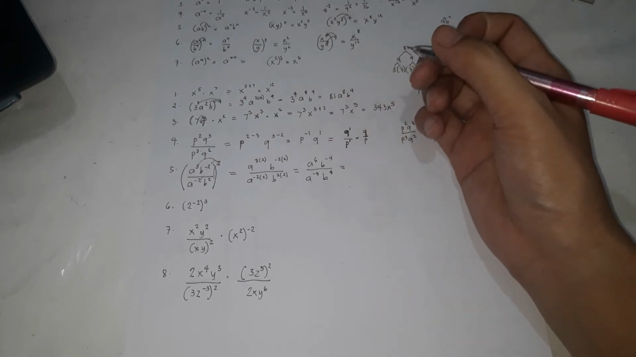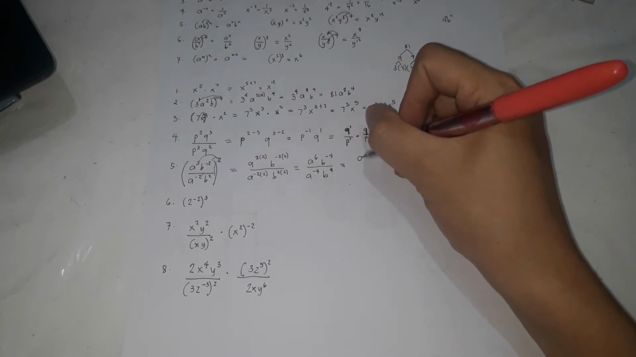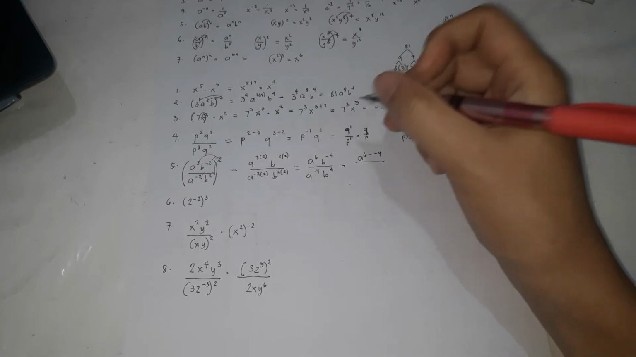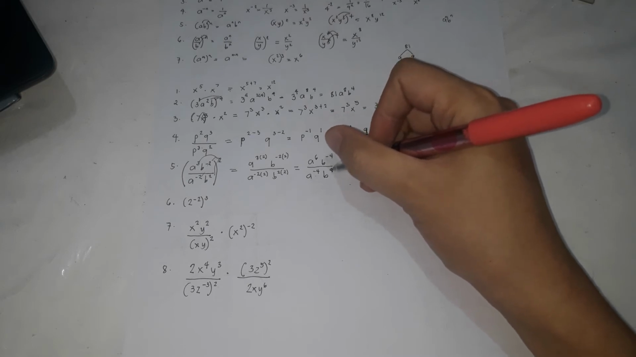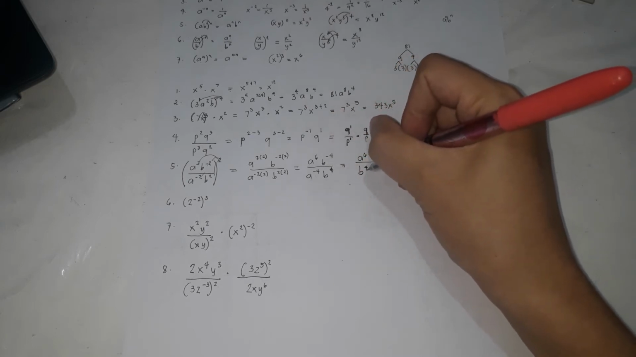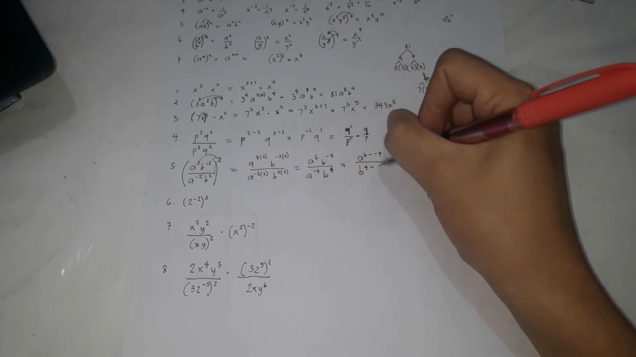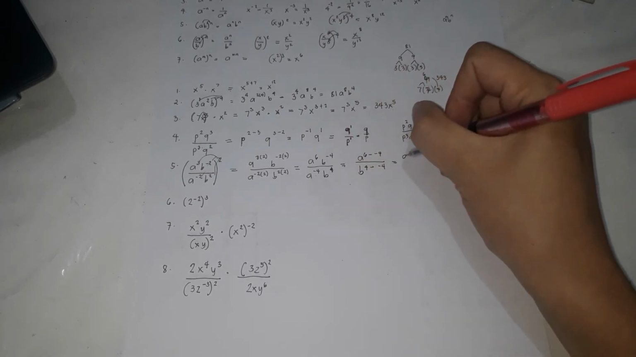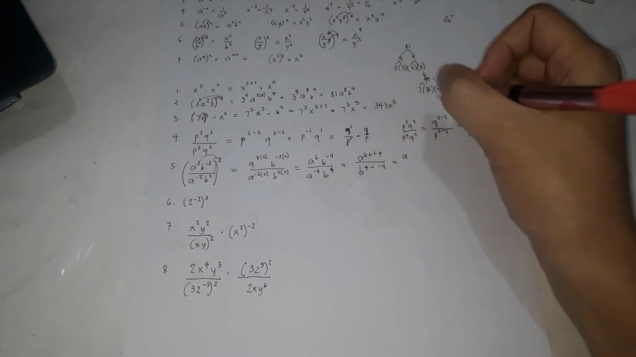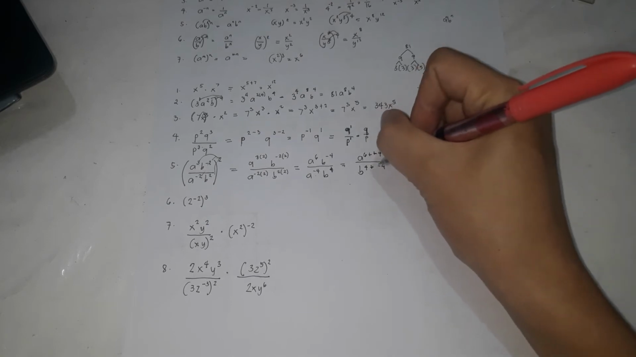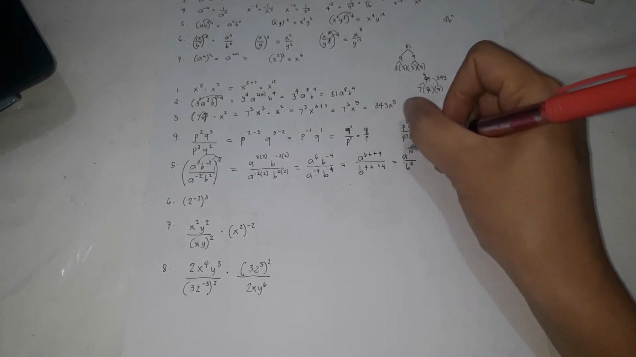Next, sa 6, saan ang mas mataas ang exponent? Sa taas. So, 6 minus negative 4. Sa baba, mas malaki kasi positive to negative. So, mas malaki talagang positive. b to the 4 minus mo yung exponent sa taas na negative 4. So, a, maging positive to the 10. b, maging positive, b to the 8. So, this is the answer.